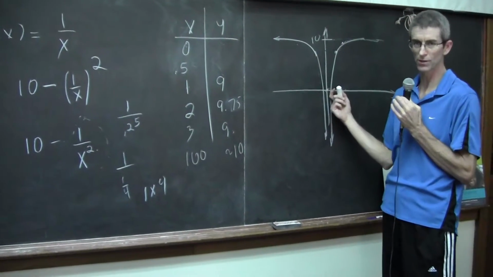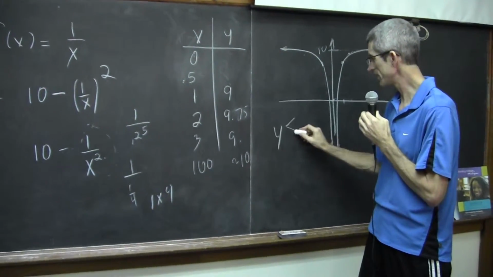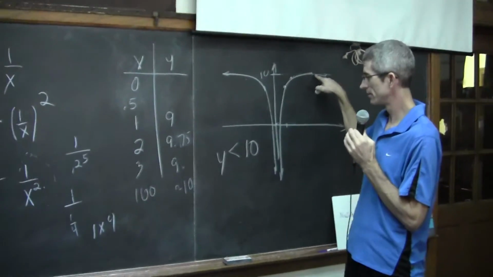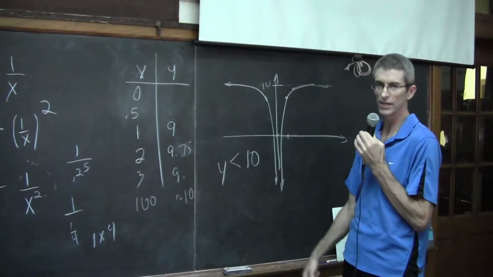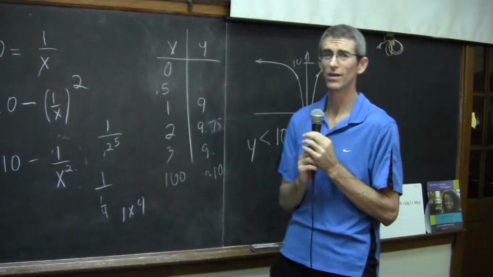So that's what your range would look like. The range would be y is less than 10. It's never going to equal 10, but it's going to get really, really, really small, and it'll go on basically to infinity. So hopefully that made sense to you. Work it out a little bit.